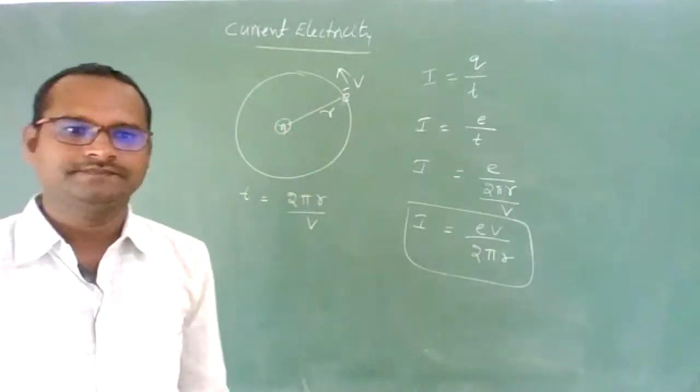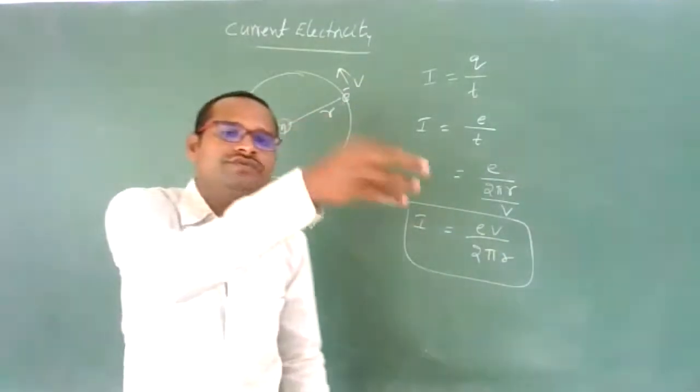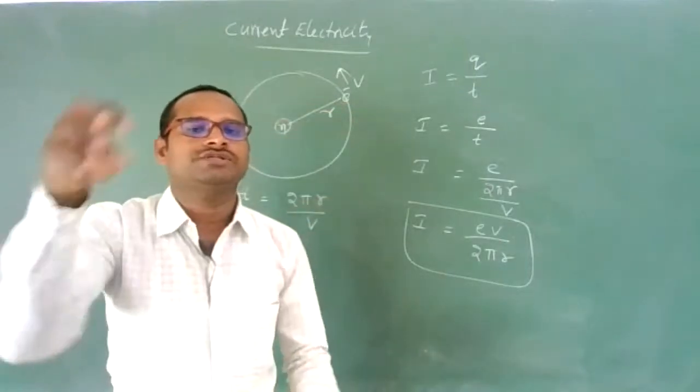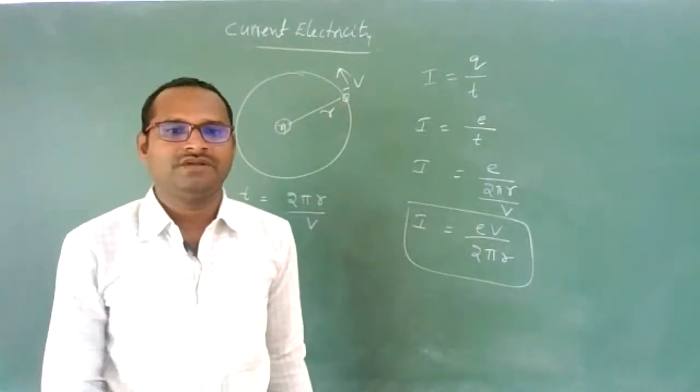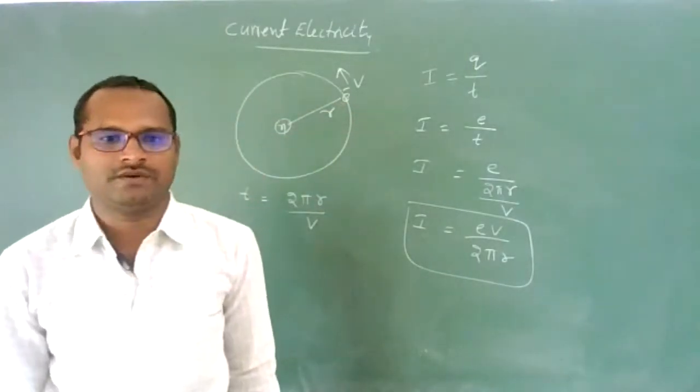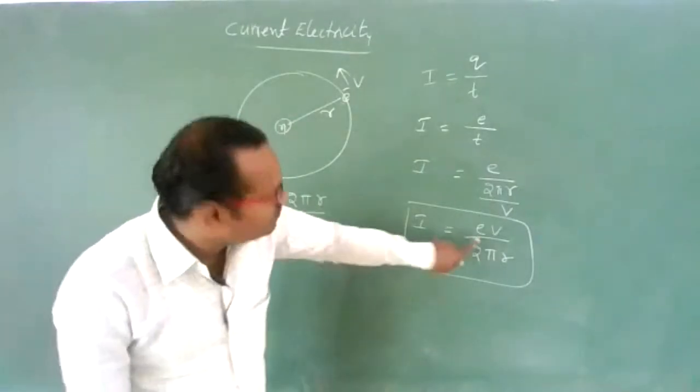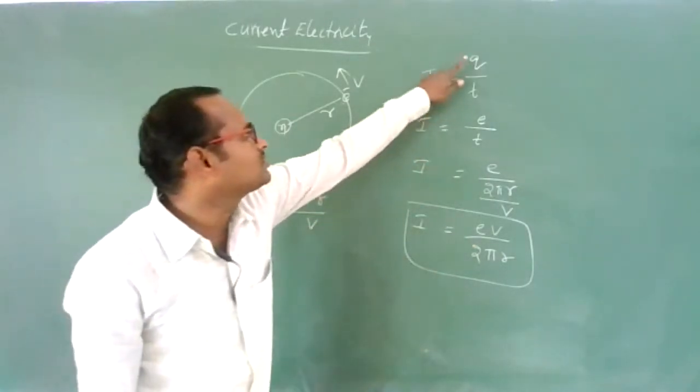You can get the answer. Whenever an electron is moving in a circular orbit of radius r with constant velocity, what will be the current produced due to that motion of the electron? How much current will be produced? This much current will be produced, because the current formula is Q by T.